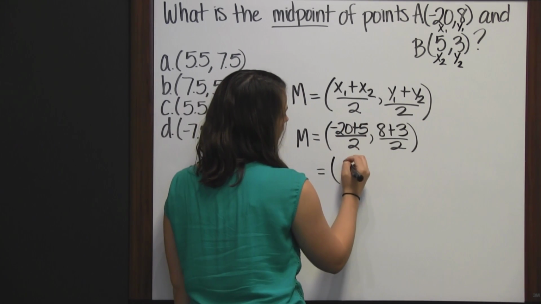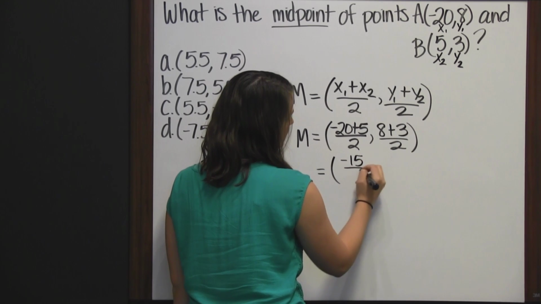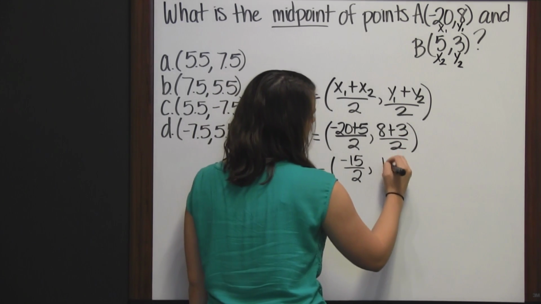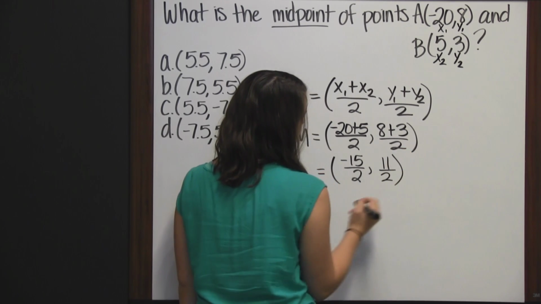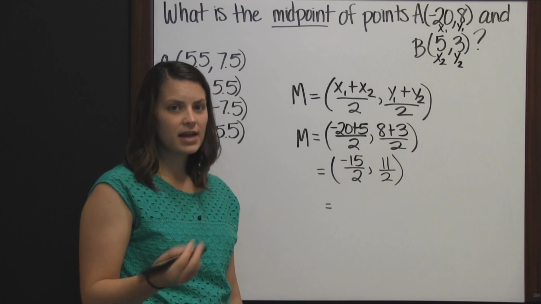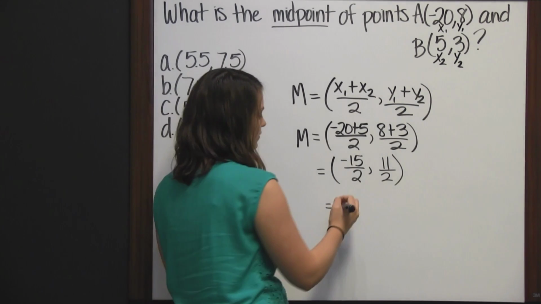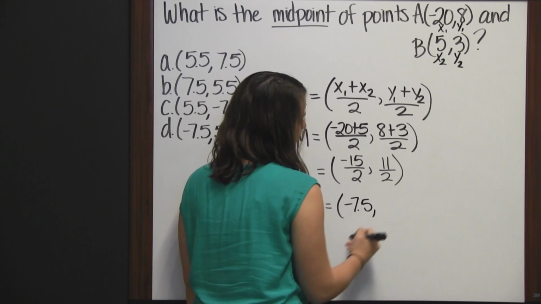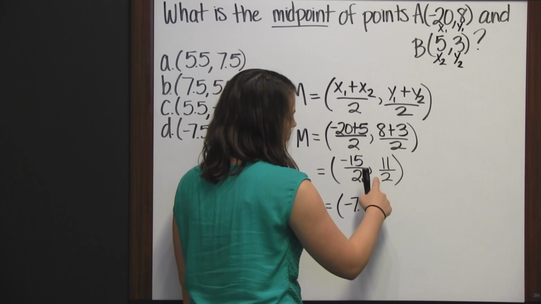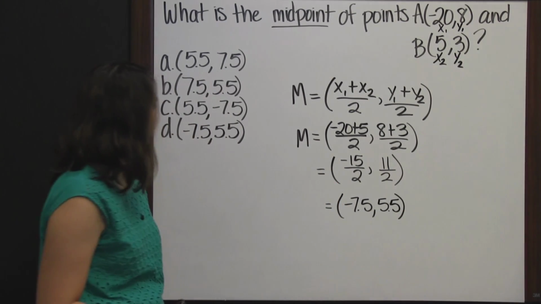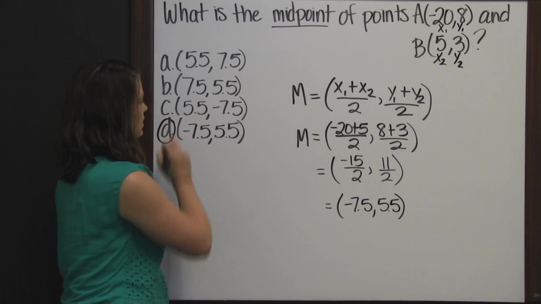Negative 20 plus 5 is negative 15 divided by 2, and 8 plus 3 is 11 divided by 2. Negative 15 divided by 2, that's a negative divided by a positive, that's a negative. And it's negative 7.5. And then 11 divided by 2 is positive 5.5. So that is answer choice D.